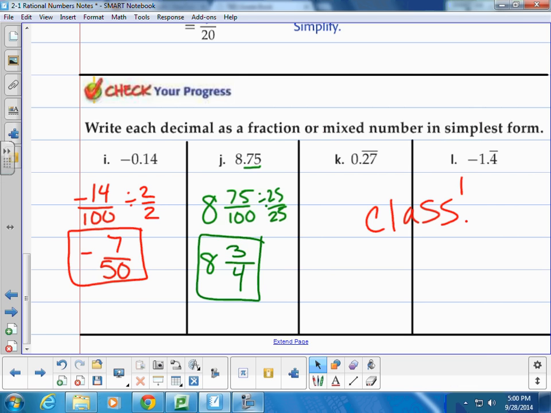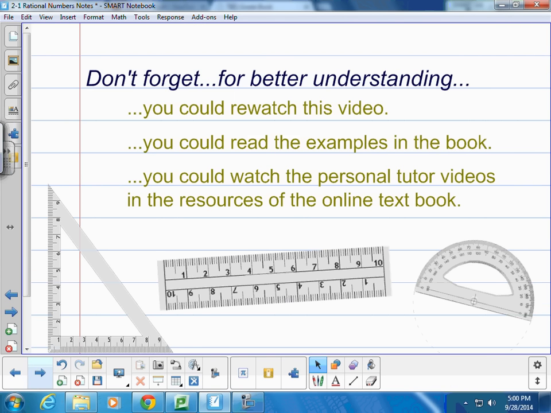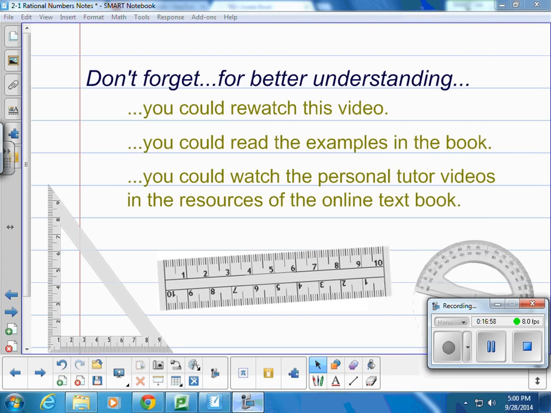Wahoo! Okay? So remember what you can do. Rewatch, pause. I know it was quick, but it's definitely going to be worth it. Keep up with that vocab.